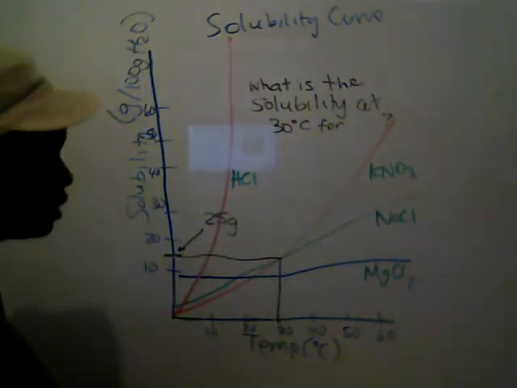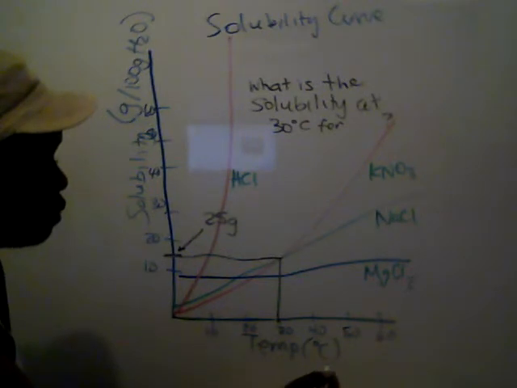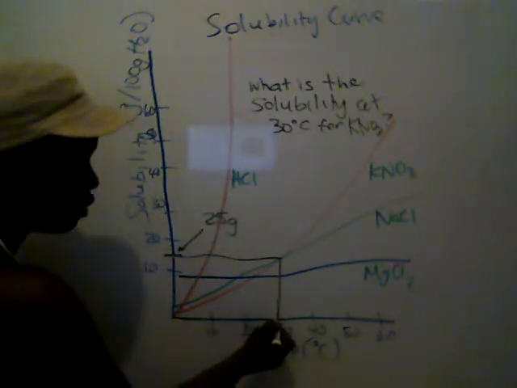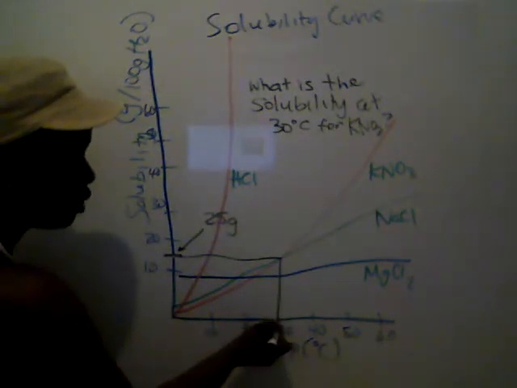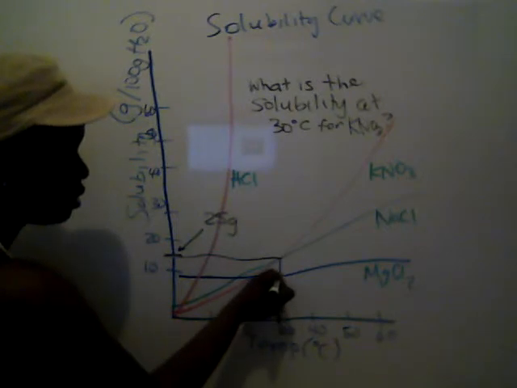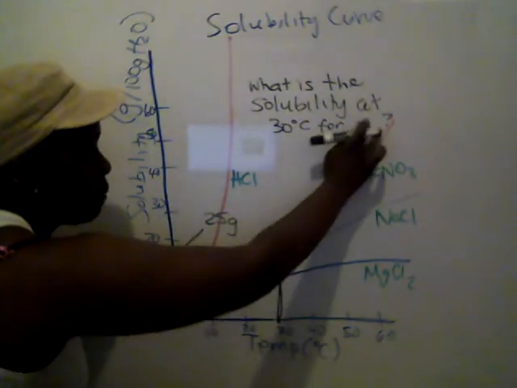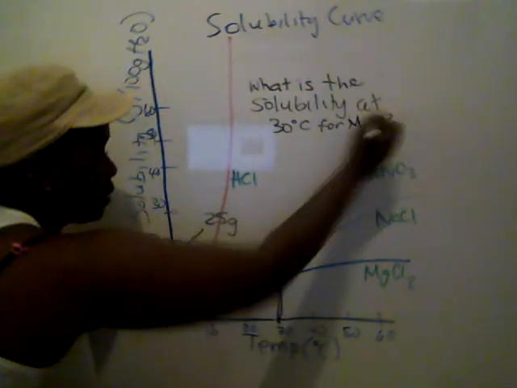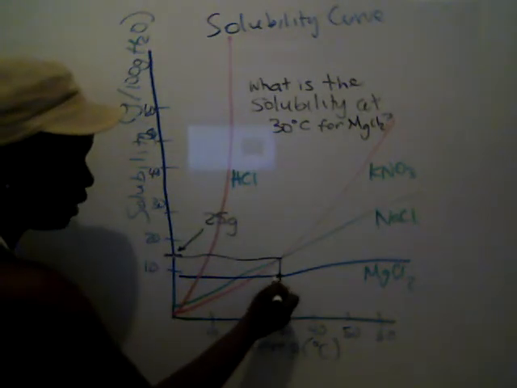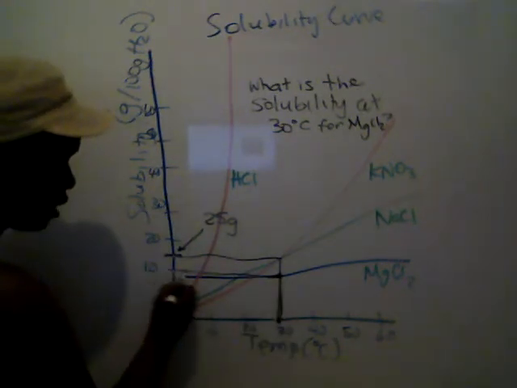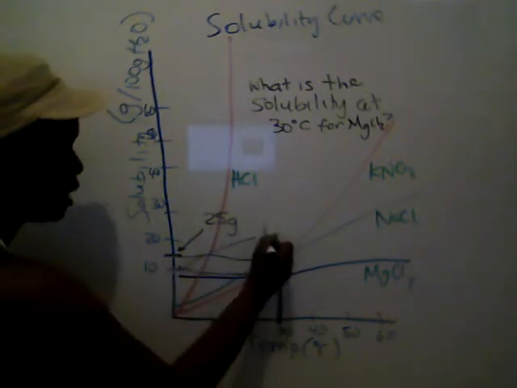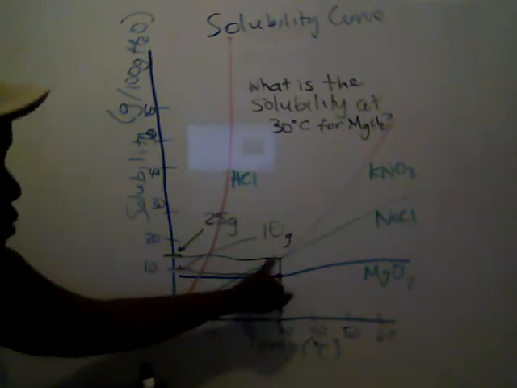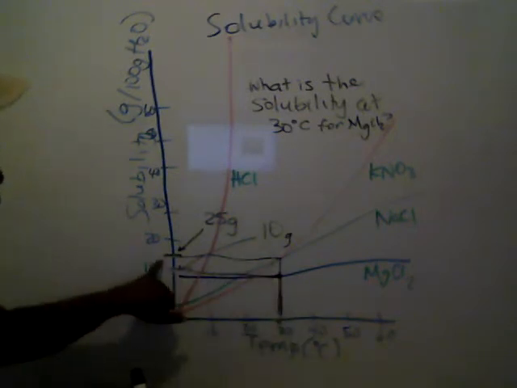Let's say instead of NaCl, we wanted to find a solubility for KNO3, potassium nitrate. We do the same thing, go to 30 for our temperature. Actually, let's try one that's a little bit different, because that happens to be very similar. So let's look at MgCl2, magnesium chloride. We'll go to 30, go up to the blue line here, and then go across. For that one, it's about 10 grams. So we went to 30 for the temperature, went up to the curve for the compound they asked us to look for, and went over to the y-axis.